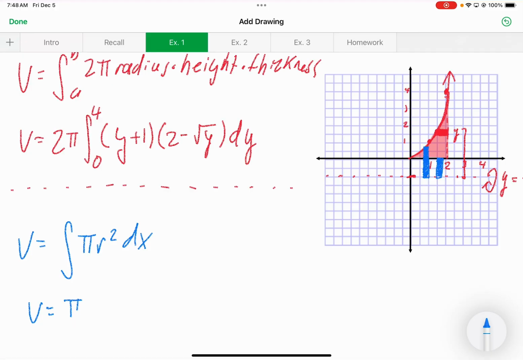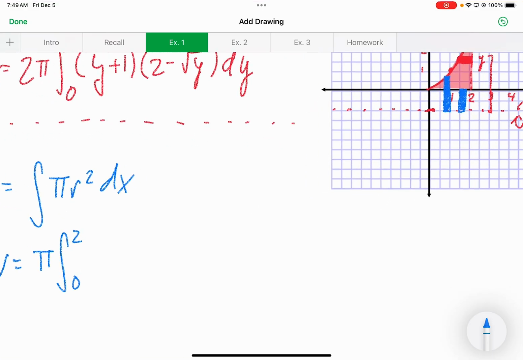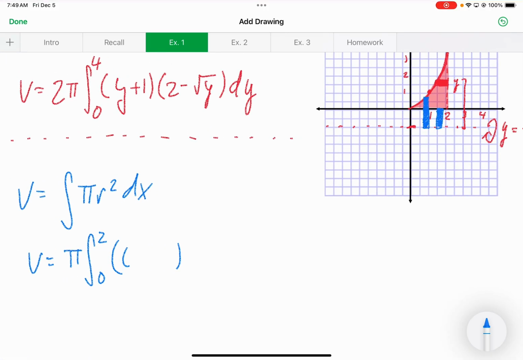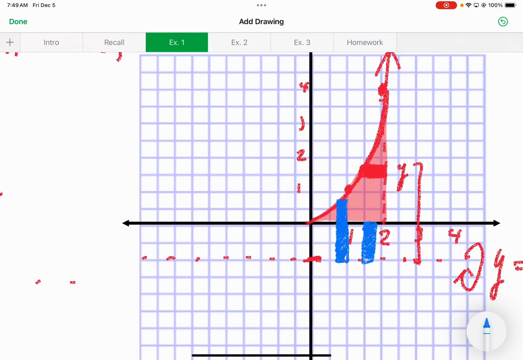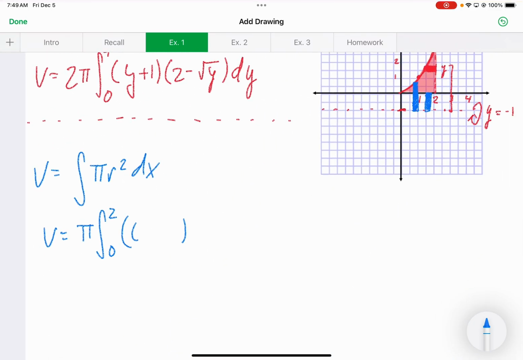So my volume is going to be pi integral. Now my bounds will be 0 to 2 because I'm doing it in terms of x. Okay, so inside of this first set of parentheses, I need to do top minus bottom squared, and it's going to be like the whole outer part, okay? So in that case, it would be my first rectangle that I drew here, or the one that's to the left. The top part of that's going to be x squared.